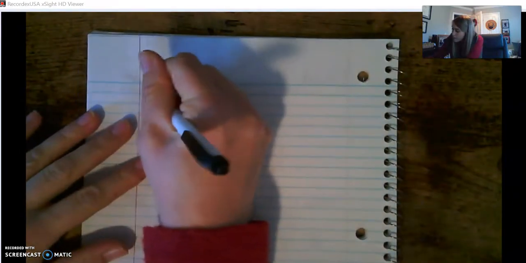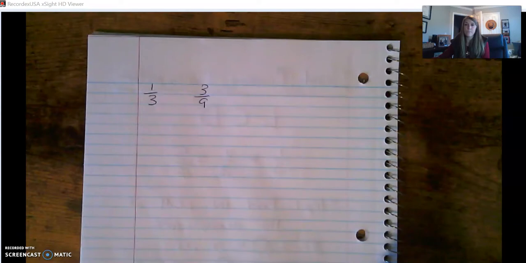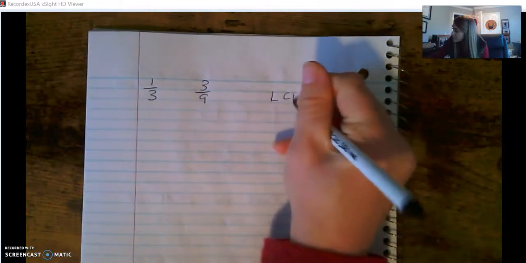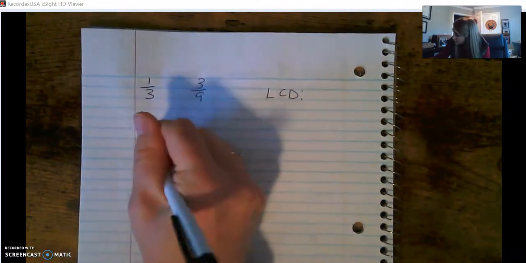All right, so we're going to find the LCD for 1/3 and 3/9. We're going to find the LCD, and then we're going to make equivalent fractions. So let's first look for the LCD. Remember, in order to find the LCD, we need to find the multiples for 3 and 9. So I'm going to rewrite it, 3 and 9.